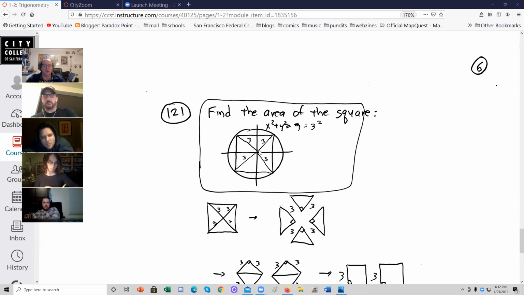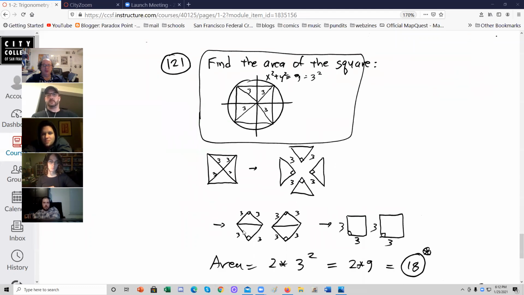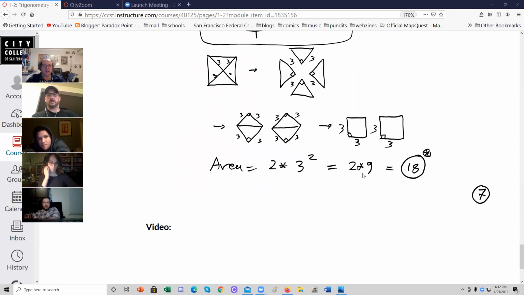So we draw these diagonals. The way I do it is geometric and breaking up. We take this square and break it up into these 4 triangles, and then we reassemble them into these 2 squares. There are 2 squares with side 3. So the area is twice 3 squared, which is twice 9, is 18. You can also figure out the length of this side, which will be 3 root 2. That squared is 18. I think this is actually a little easier to understand.